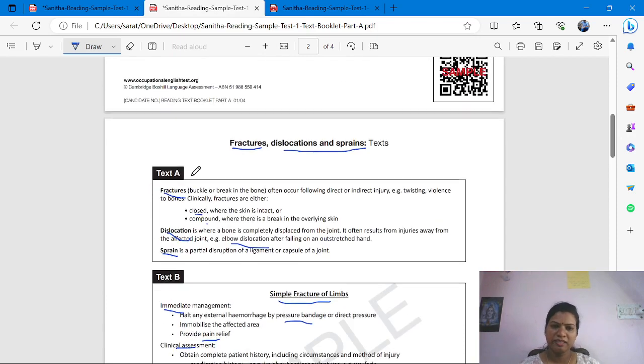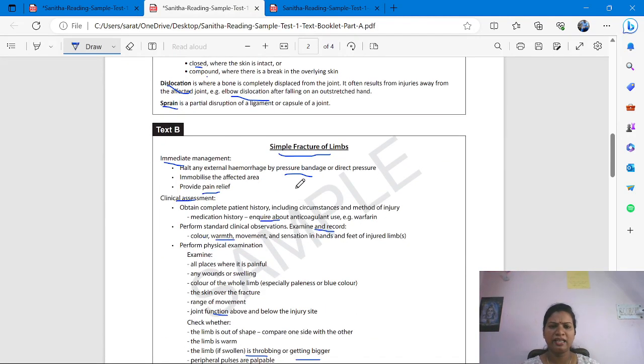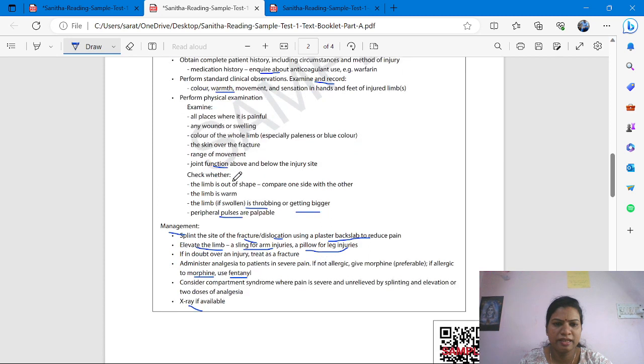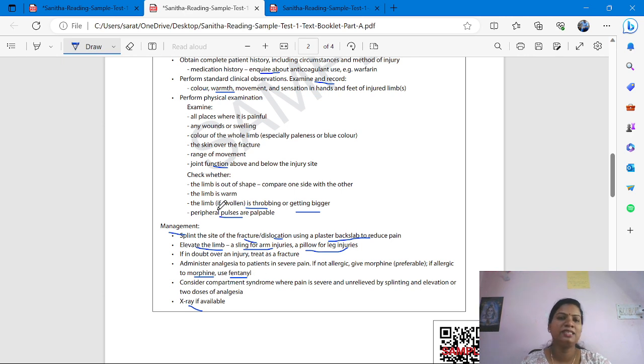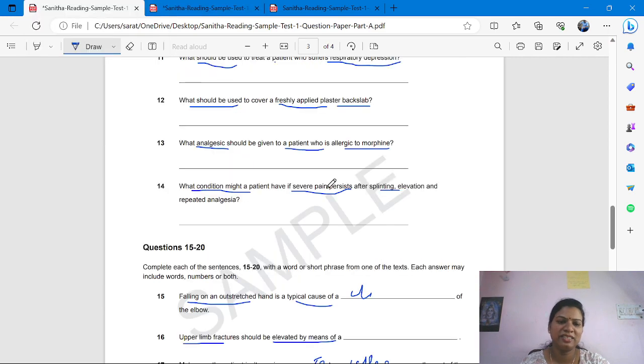Assessment here, simple. The first paragraph is saying about simple fracture of limbs, not any complication. See here, assessment, examination, color, management, splint, analgesia, severe pain. "Consider compartment syndrome where pain is severe and unrelieved by splinting and elevation." See how they are asking the question: what condition might a patient have if severe pain persists after splinting, elevation and repeat analgesia? See, directly you got the answer, no? Compartment syndrome. These questions we already learned in our nursing college, so you can easily find out the answer. It's very simple.